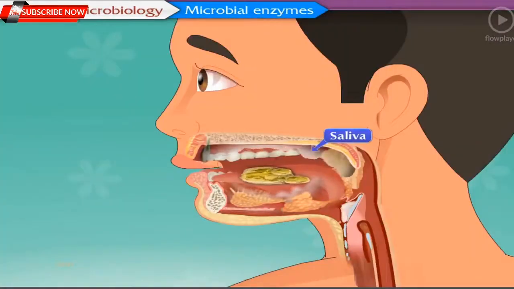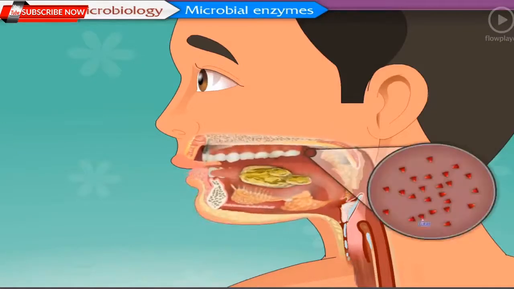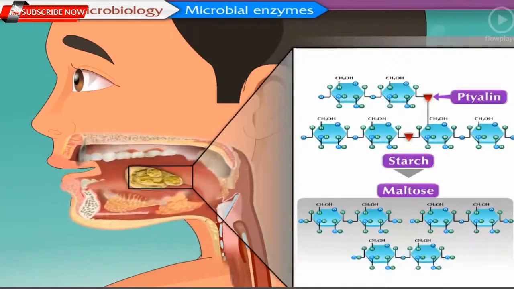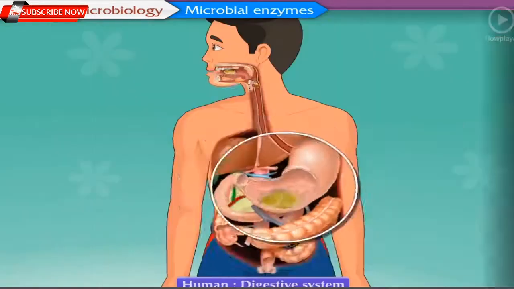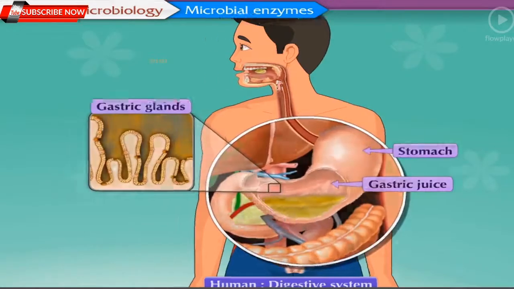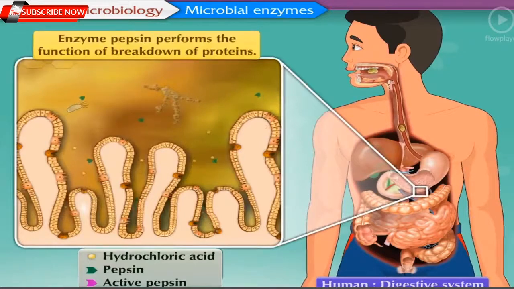Saliva, which is produced in the salivary glands in the mouth cavity, contains the enzyme ptyalin. Ptyalin converts starch into a sugar called maltose. Gastric juice, which is secreted by the gastric glands of the stomach, contains the enzyme pepsin. Enzyme pepsin performs the function of breakdown of proteins.